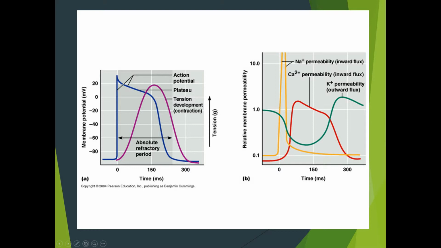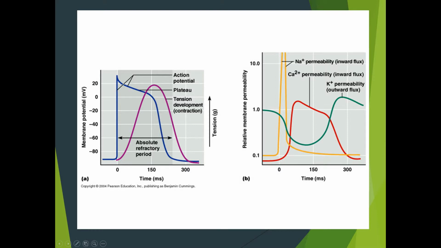This purple graph shows how much tension or how much contraction will develop during this time. We'll talk about that briefly, but it's not really important in what we're going to talk about right now. If we look at this graph over here, this is a really good representation of the permeability to the various ions at the various time periods.